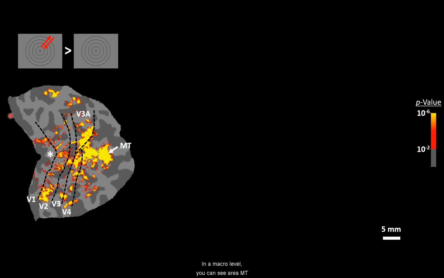In the macro level, you can see area MT as the tip of the medial temporal sulcus, and this motion selective activity extends to area V3A. In finer scales, you can see stripy activity in V2 consistent with the expected organization of V2 stripes. This stripy activity extends to V3 and even V4.